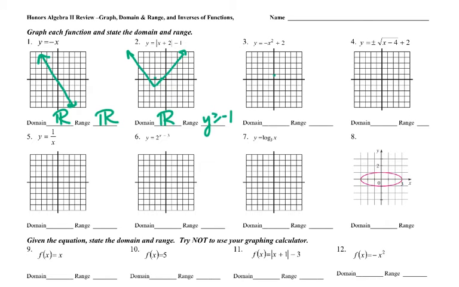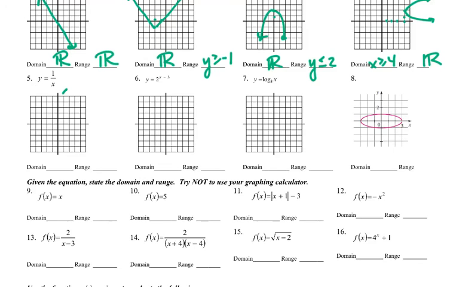Negative x squared plus 2 we recognize as a parabola that's moved up 2, all real numbers for the domain, and the y values are less than or equal to 2. Plus or minus the square root of x minus 4 plus 2, so it's 1, 2, 3, 4 right and 2 up, and then the plus or minus makes it go that way. So now the range is all real numbers, but the x values are greater than or equal to 4.